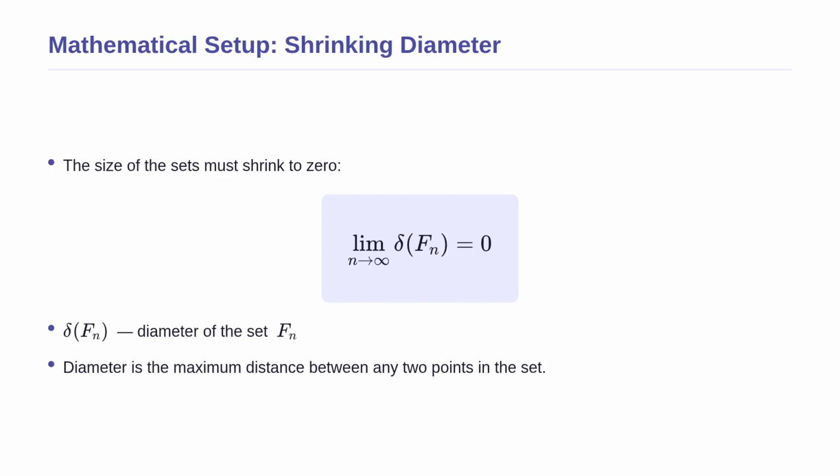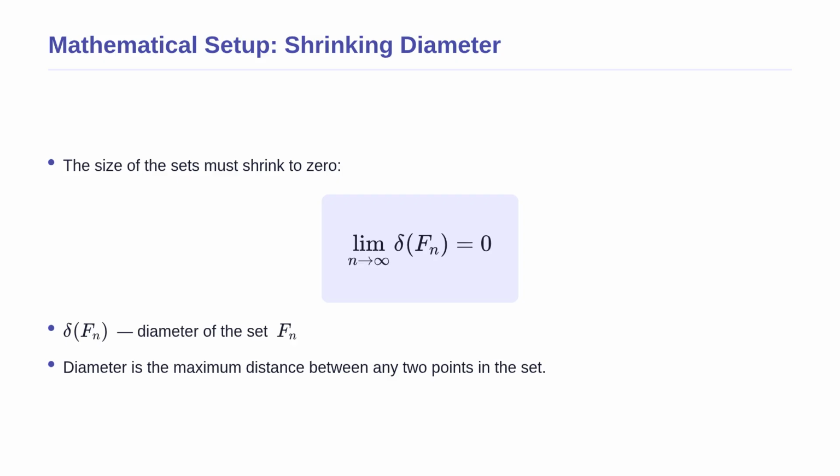Now that we have our nested sets, we need to express the idea that they are shrinking to nothing. We do this using the limit of the diameter. The symbol delta of Fn represents the diameter of the set Fn. In a metric space, the diameter is simply the largest possible distance between any 2 points inside that specific set. The formula states that as n approaches infinity, this maximum distance equals 0.